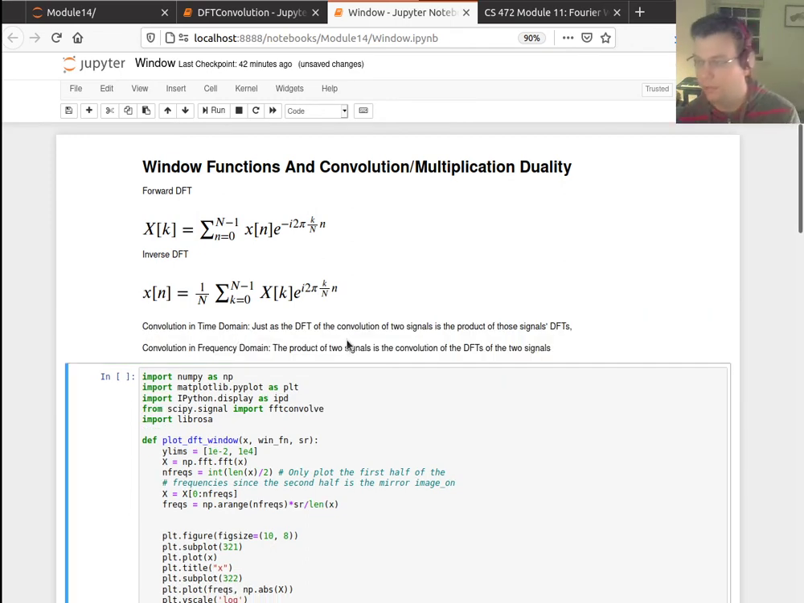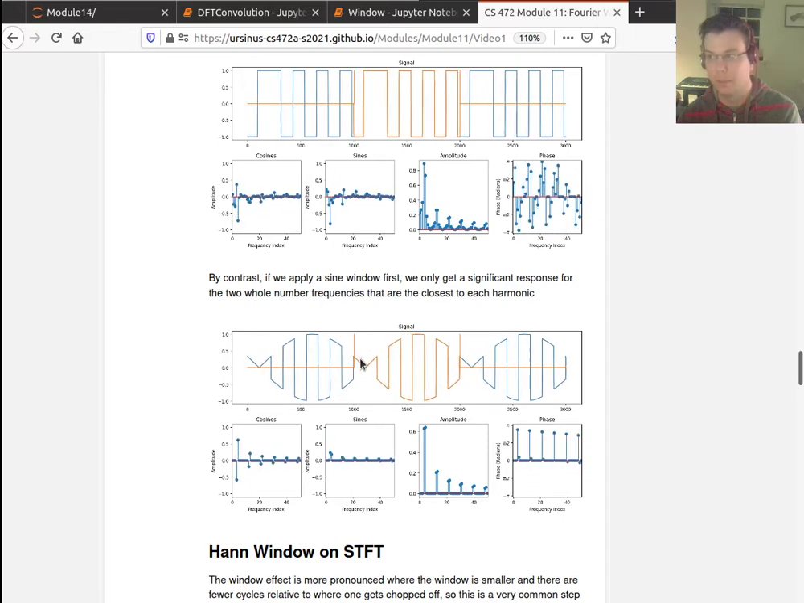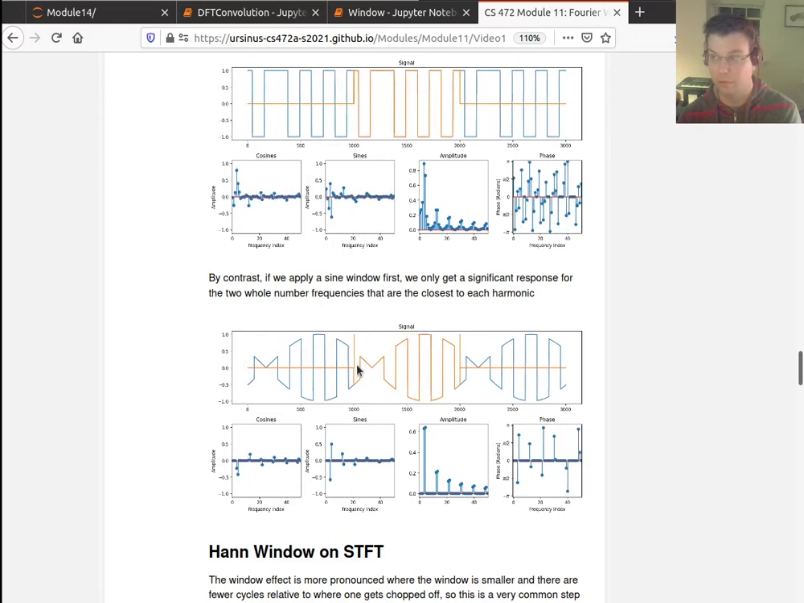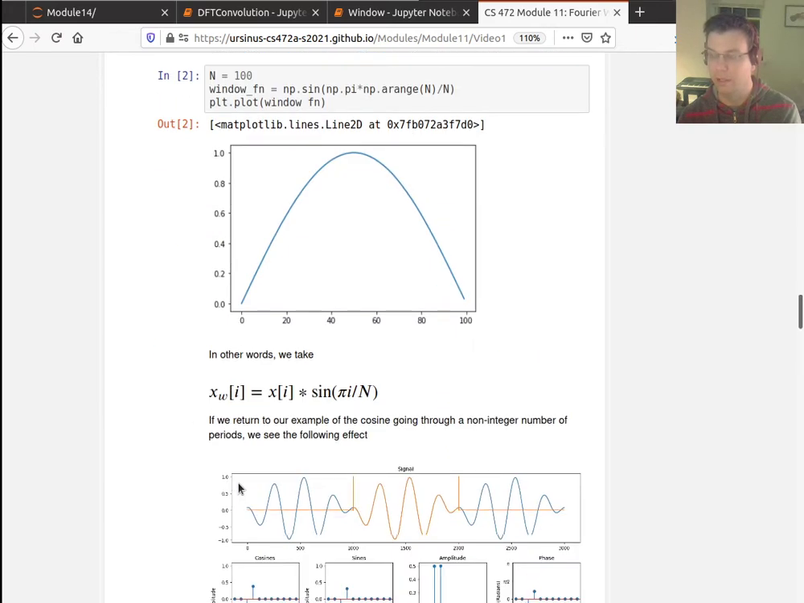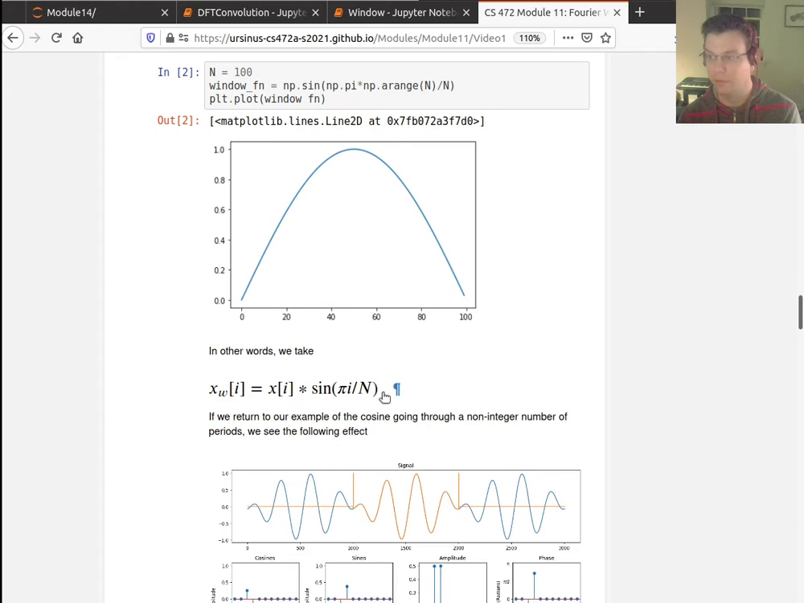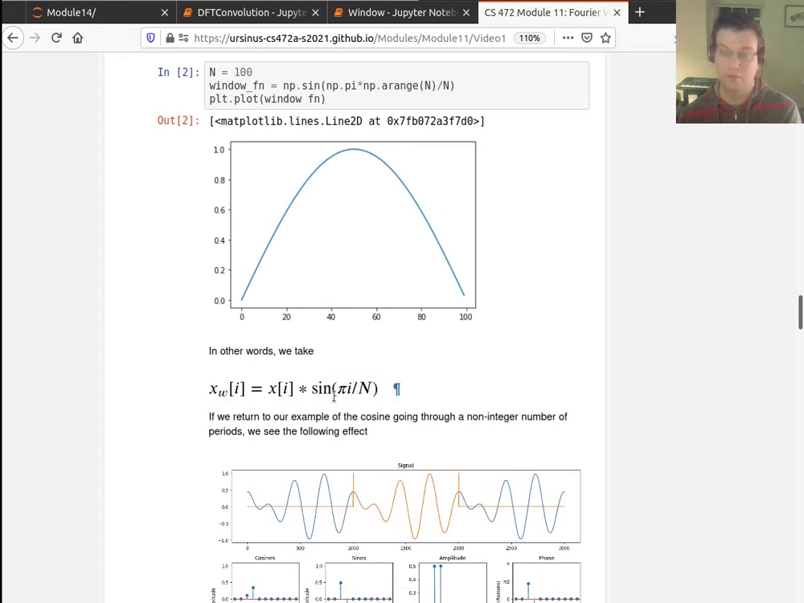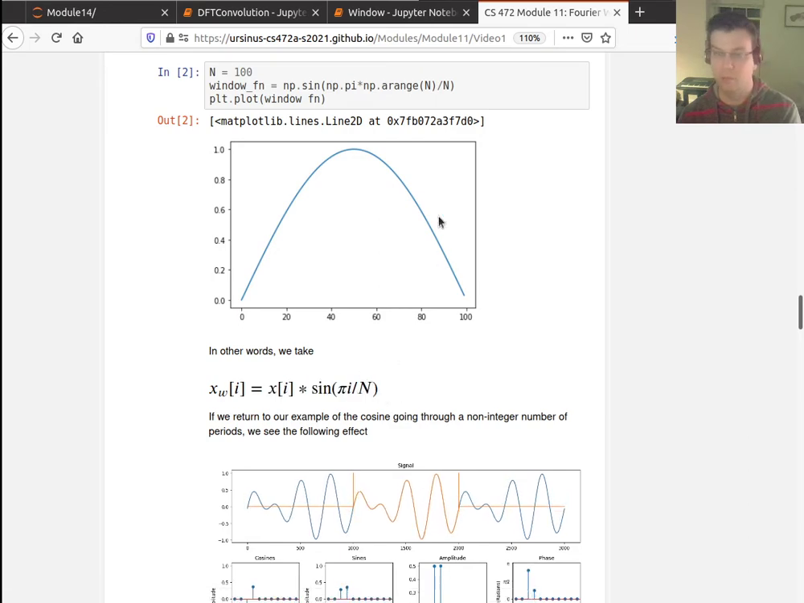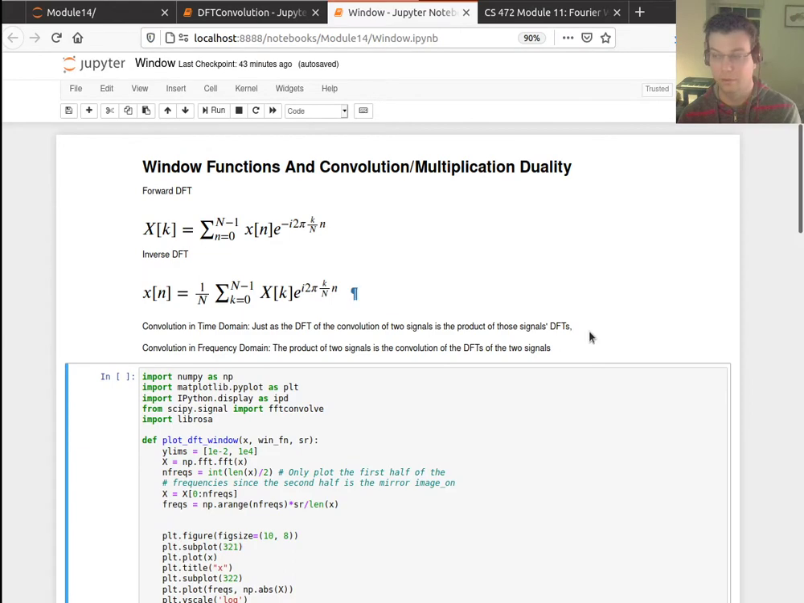So we're going to look at this now, because that's what we were doing with the window function. We were multiplying a window function by our signal. So we were taking like the sine half of it and multiplying that by our signal. So we were doing that a moment ago in the frequency domain with the discrete Fourier transform. Now we're going to do it in the time domain, but what we'll see is that we actually get a convolution in the frequency domain.